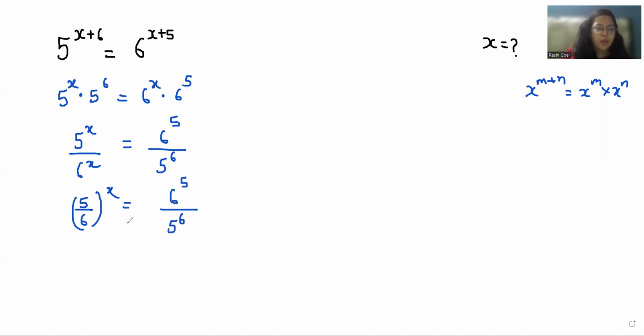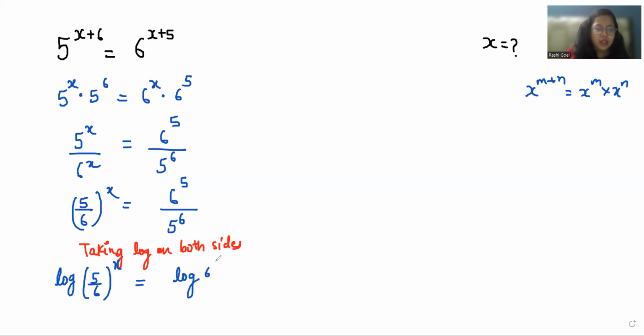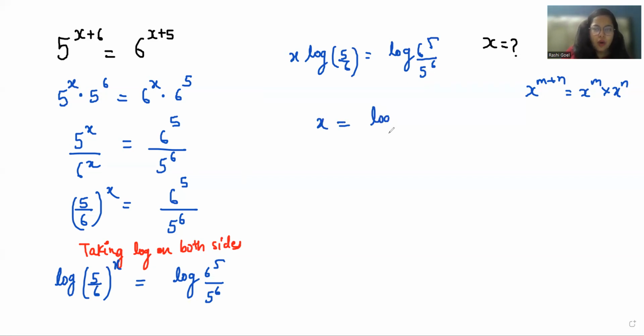Now, I am taking log on both sides. So it becomes log (5/6)^x = log (6^5 / 5^6). So it becomes x log (5/6) = log (6^5 / 5^6). Now x = log (6^5 / 5^6) / log (5/6).